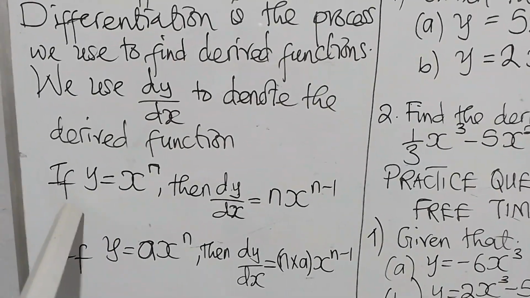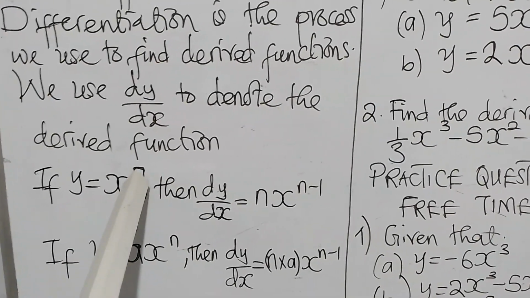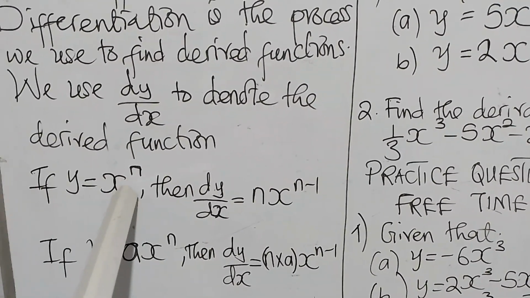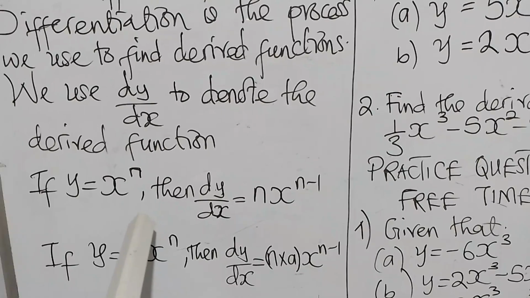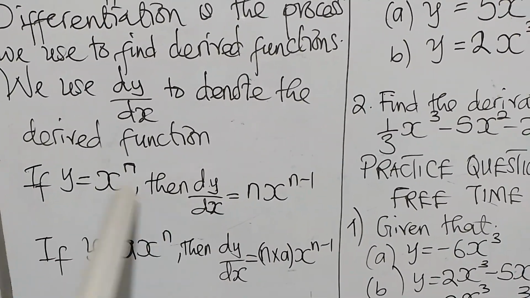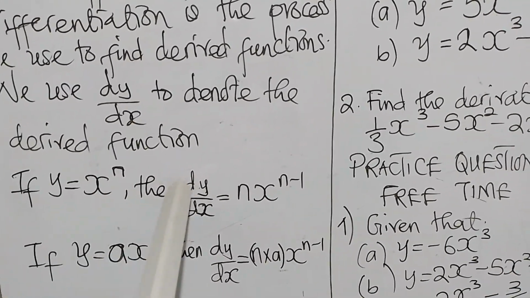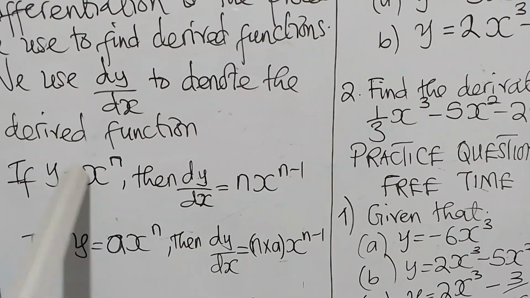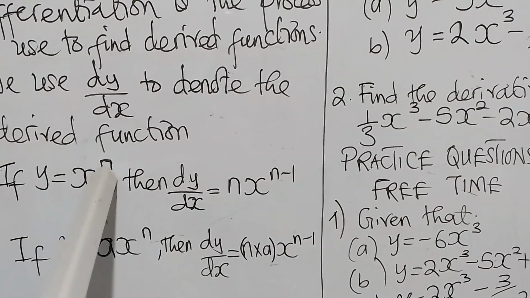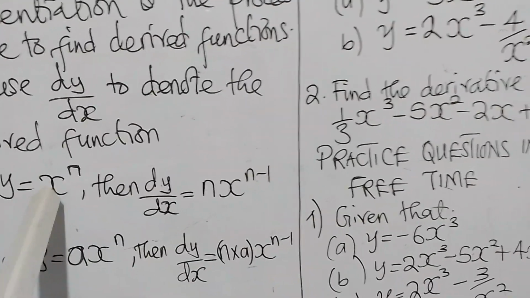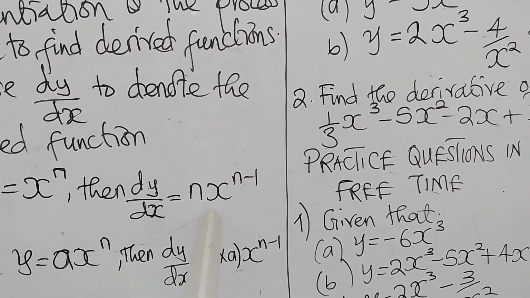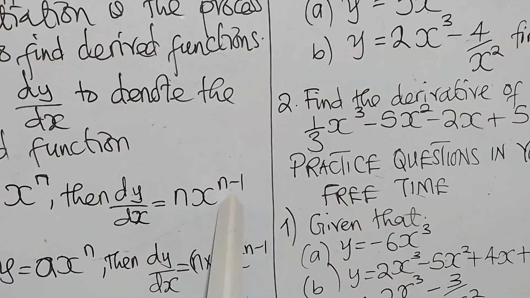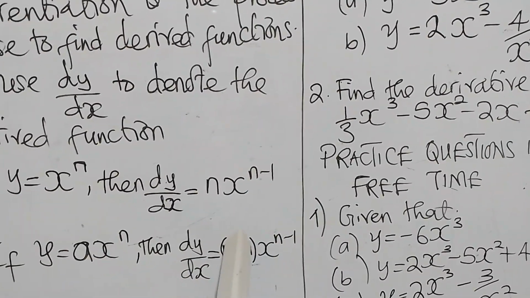Now the rules are that if y is equal to x to the power n, so if a function is in this form, whereby the variable x has a particular power, then in order to find its derivative, dy dx, you drop the n. You can see that the coefficient of x here is 1, so n times 1 gives us n. That's how it came here. And then for the power, you subtract 1 from it. That gives you the solution.